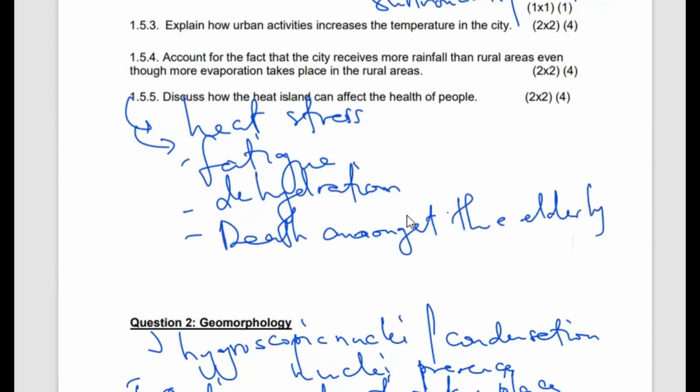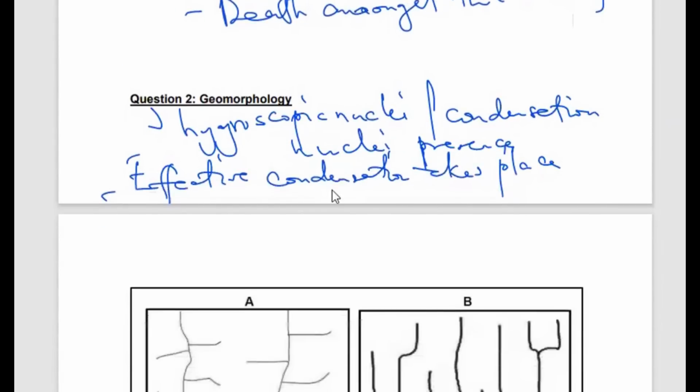The elderly people are prone to the implications of urban heat islands because of complications in health associated with old age. They are vulnerable and they can ultimately lose their lives to high temperatures in the urban areas. Right, that brings us to the end of our climate question.